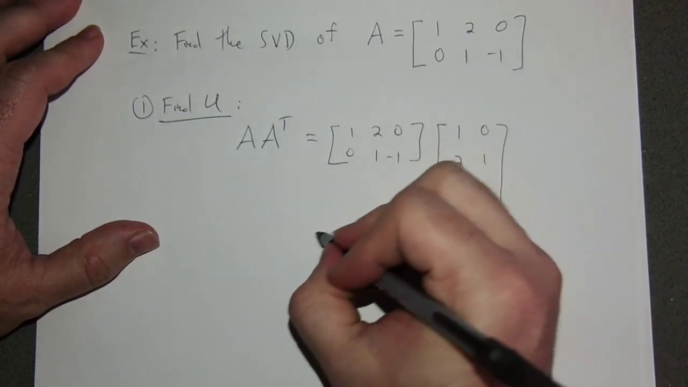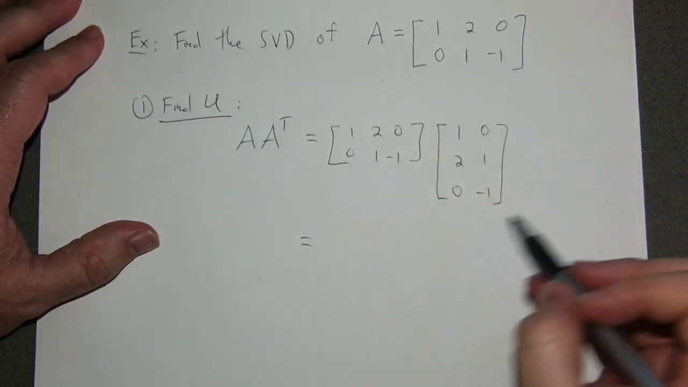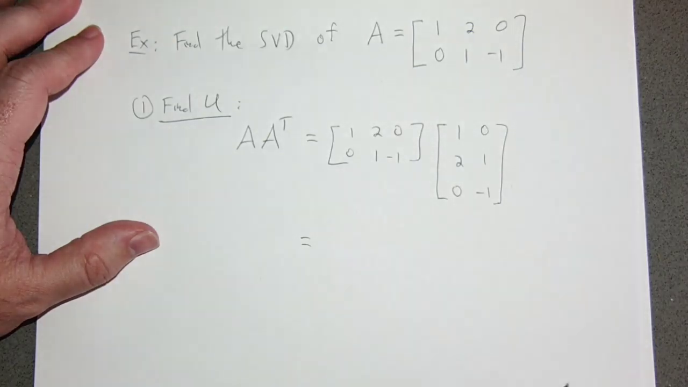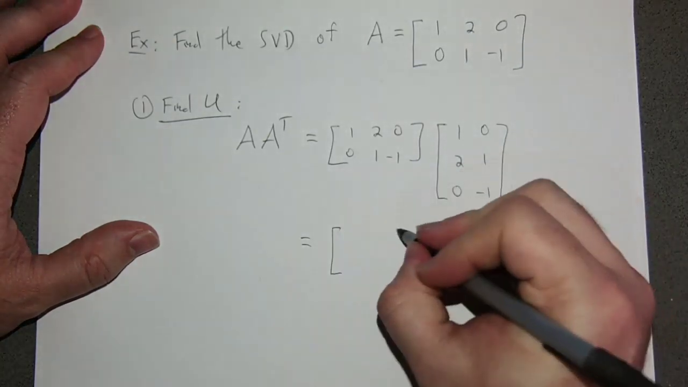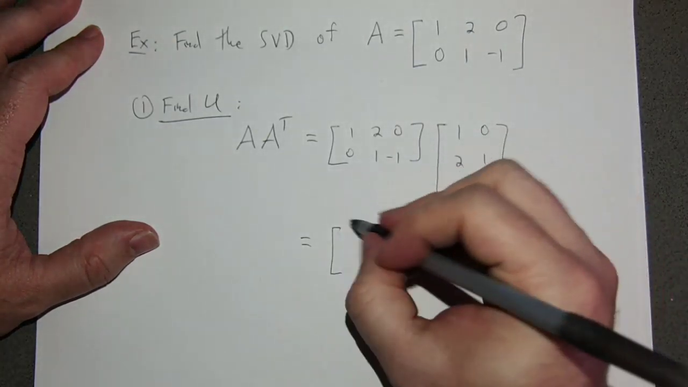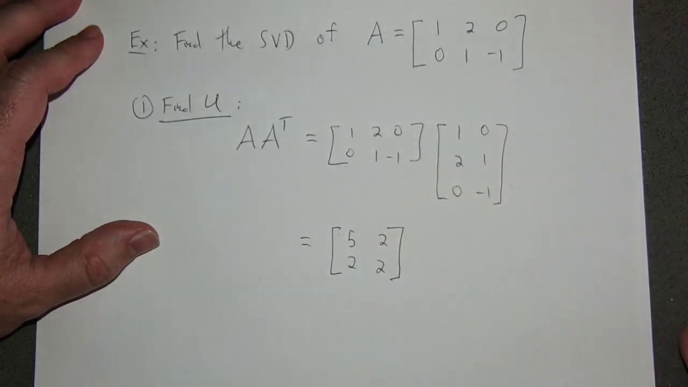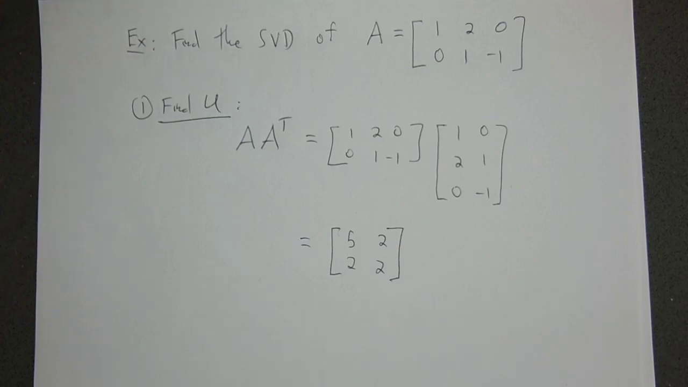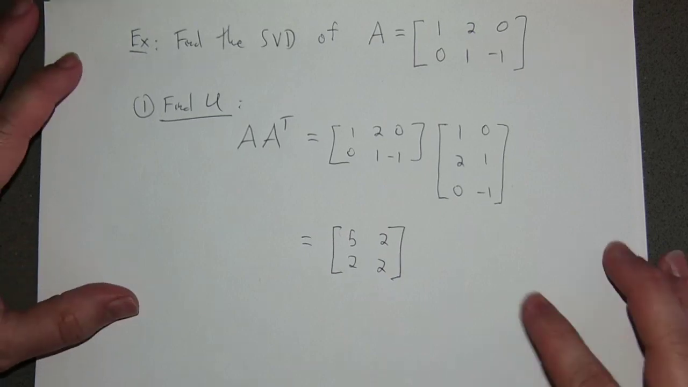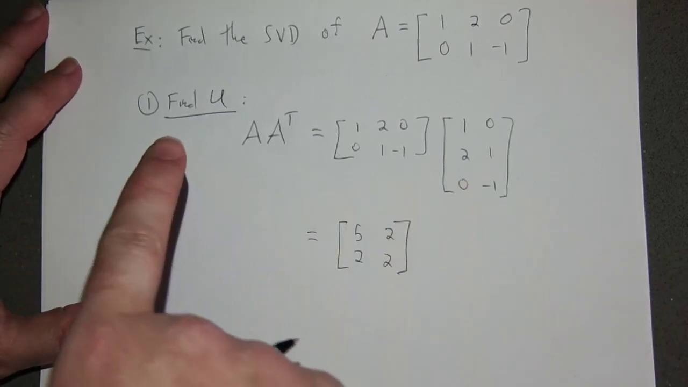What is this if you multiply it out? So this is a 2 by 3, this is a 3 by 2, so the resulting matrix is a 2 by 2, and it should be symmetric according to that theorem. So this is 5, 2, 2, 2. So indeed it is a symmetric matrix. There it is.